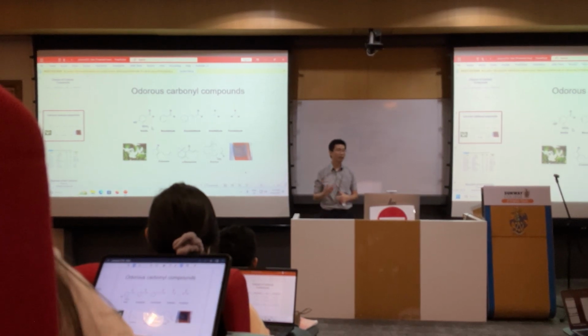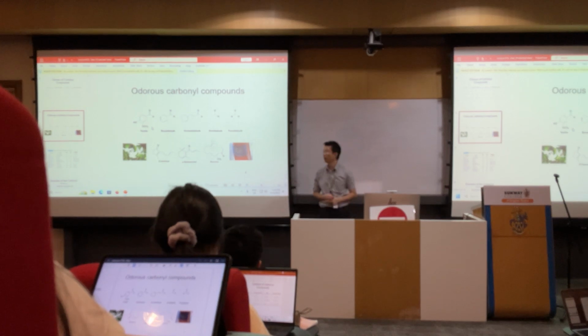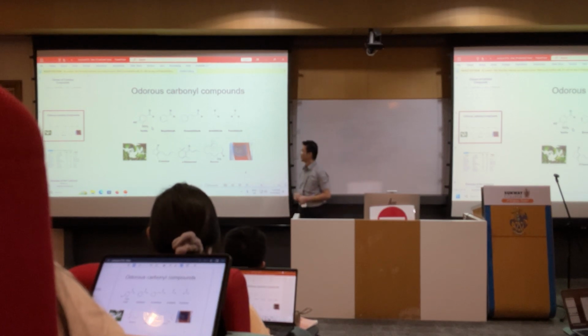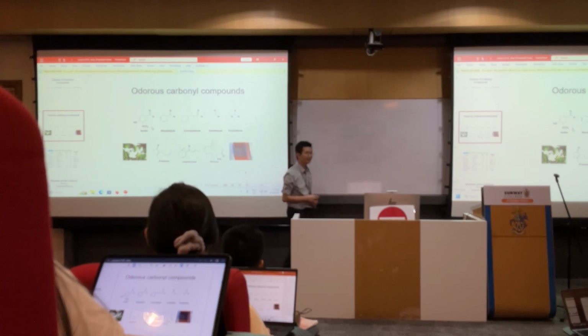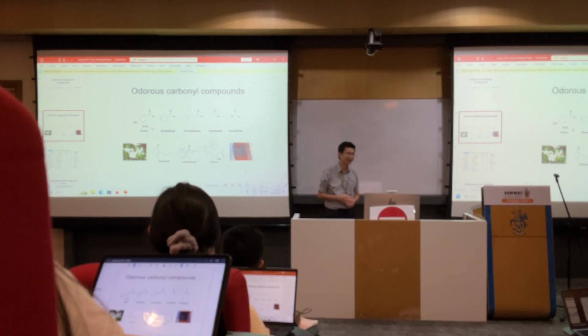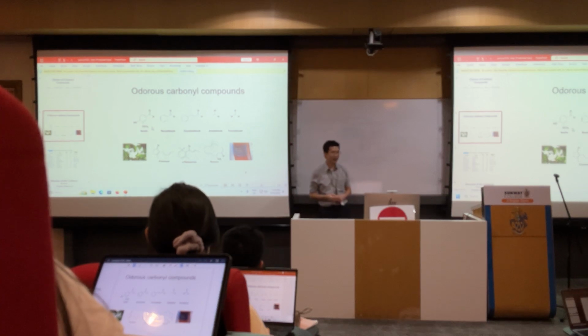Okay. In general, they come with some flavor. For example, we have vanillin. Can anyone guess what the smell of vanillin is? Yeah, as the name suggests, it smells like vanilla. Actually, that's the main ingredient of vanilla. Okay, we have vanillin, which has an aldehyde group, and then benzaldehyde.